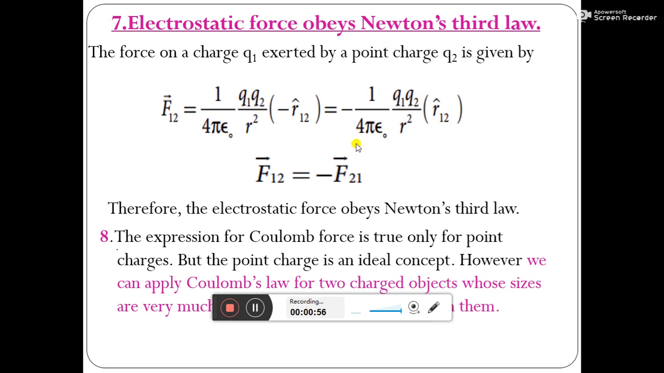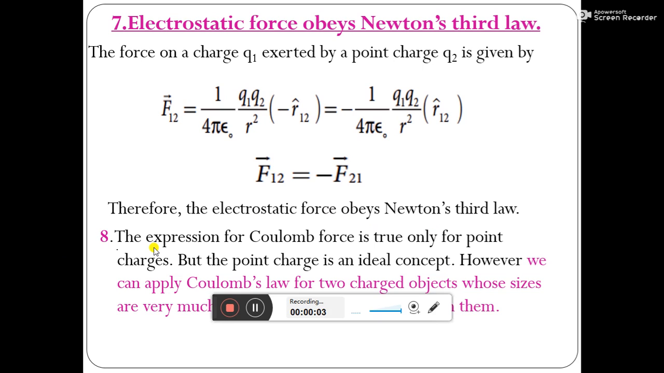The quantity on the right hand side, that is 1 divided by 4 pi epsilon naught Q1 Q2 divided by R squared, the unit vector R12, is nothing but the force F21. Therefore, F12 is equal to minus F21. From this, we came to know that the force F12 and force F21 are equal in magnitude but opposite in direction. Thus, we proved that the electrostatic force obeys Newton's third law.